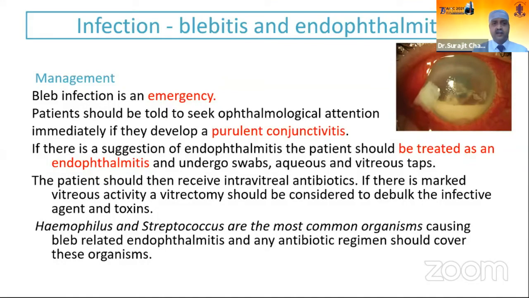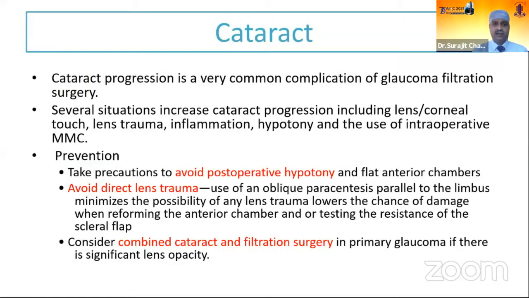One of the most dreaded complications is blebitis and endophthalmitis, the infections. Please remember, bleb infection is an emergency because it has a direct communication with the internal structures of the eye. So patients should be told to seek ophthalmological attention immediately if they develop purulent conjunctivitis, because the patient may think it is a conjunctivitis. Ultimately, it may be an endophthalmitis. So it has to be treated seriously and as soon as possible.